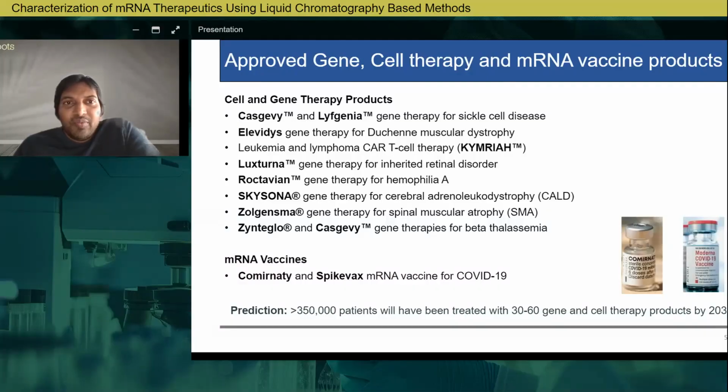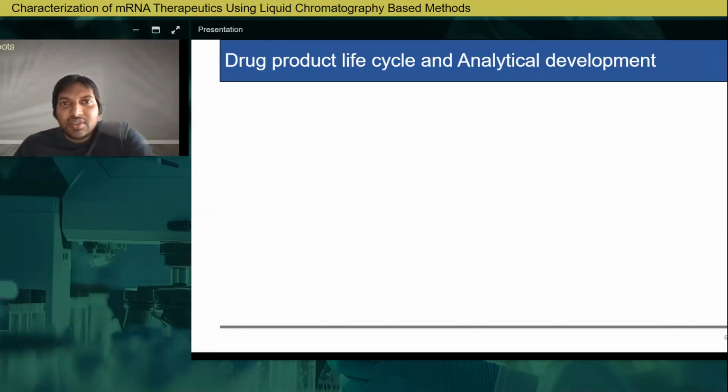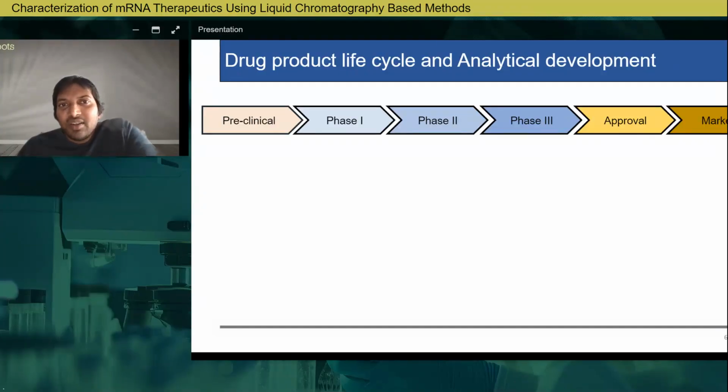So before we move into discussing the CQAs for the mRNA, I would like to talk about how the drug product life cycle happens from an analytical development point of view, and where this mRNA manufacturing or mRNA vaccine really comes into play. The first cycle we can look at is drug development itself. We have preclinical, where you work to identify the lead candidate. Phase one and phase two are more about safety, and phase three is more of a huge population.